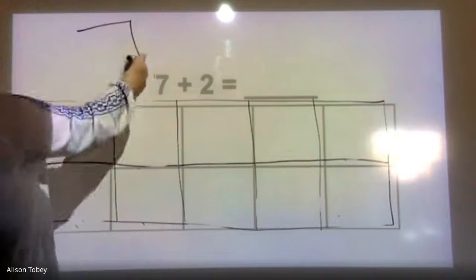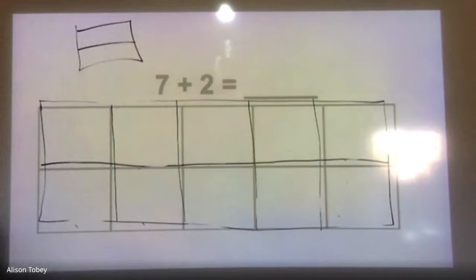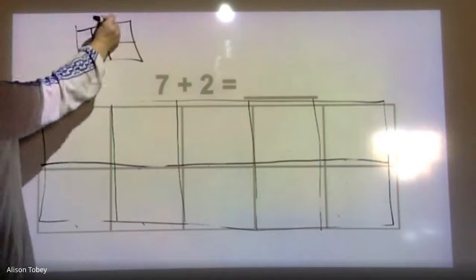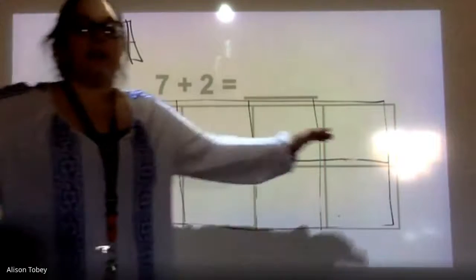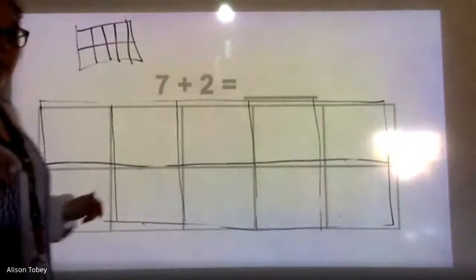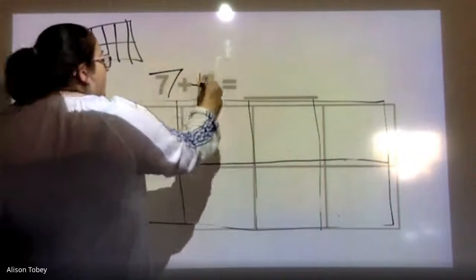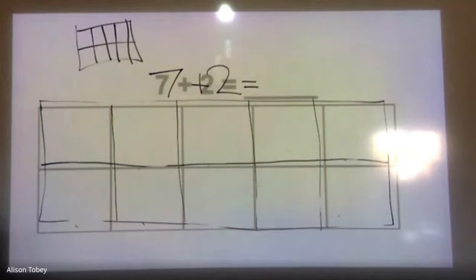You make a rectangle and a line, and you go 1, 2, 3, 4, right? 1, 2, 3, 4. We know a 10 frame has 10 boxes, okay? Now, here's what I want you to do. I want you to write 7 plus 2 equals 7 plus 2.